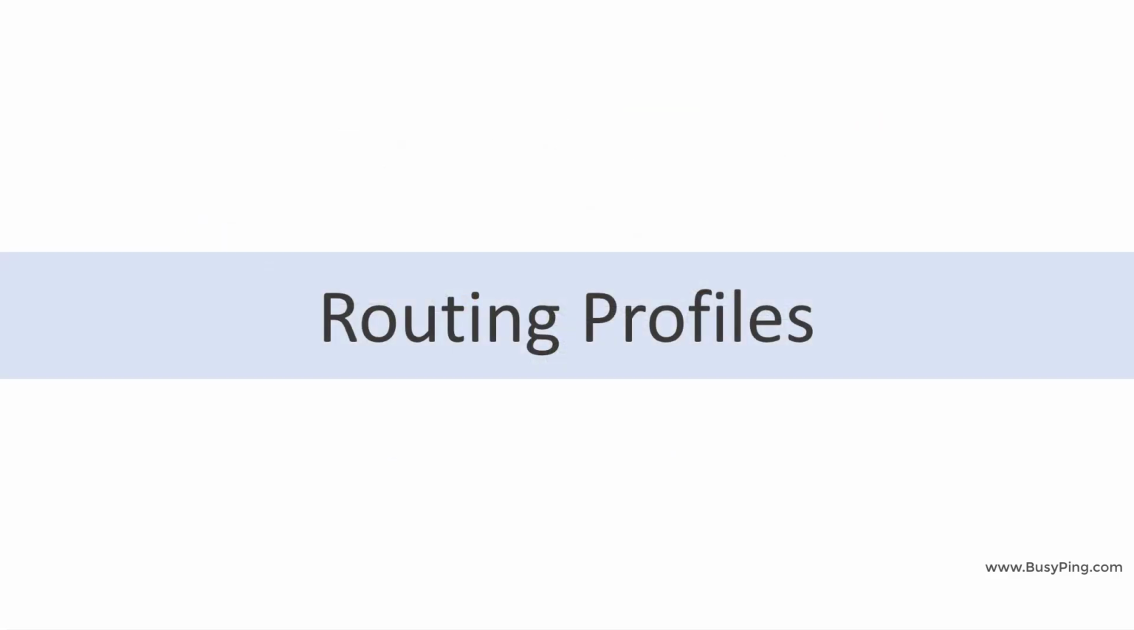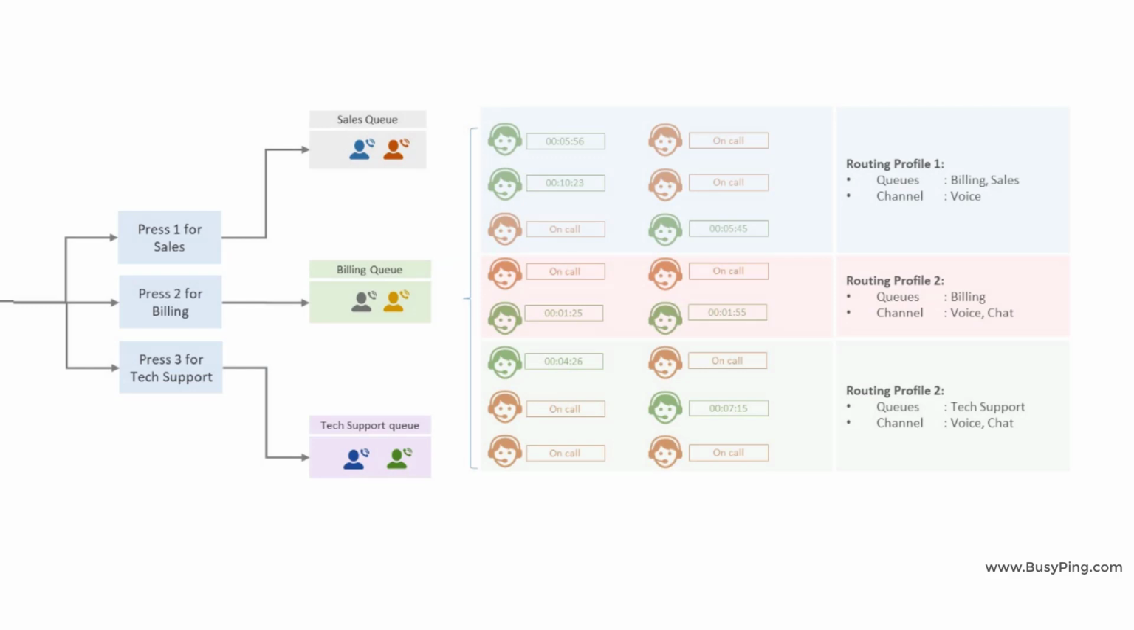All right, then we have routing profiles. A routing profile is a way to group agents based on what queues they are assigned to, what channels they will handle in each queue, that is chat or call or both, and what their priority is in each of these queues. We'll talk about priority and delay in detail in the upcoming videos. But for now, you just need to understand that a routing profile determines what kind of calls an agent will receive.